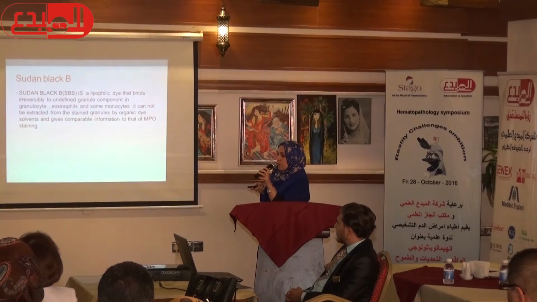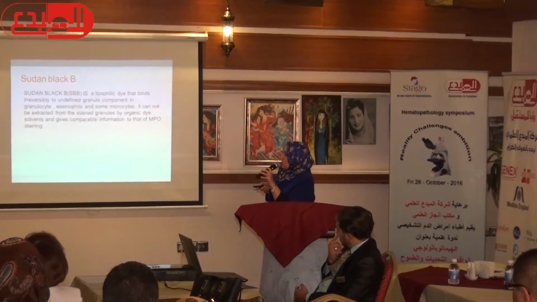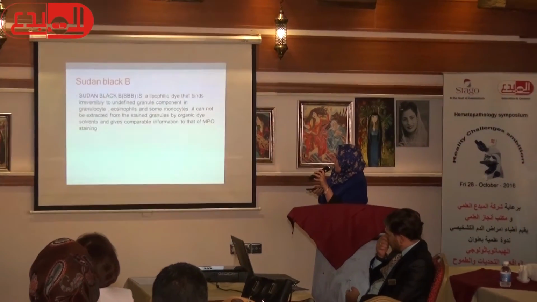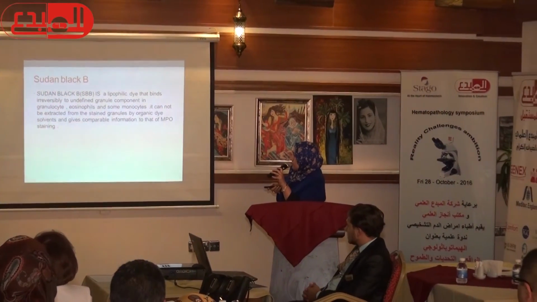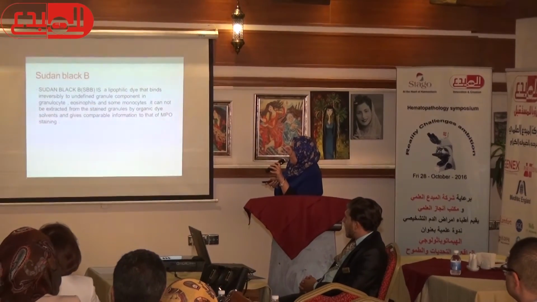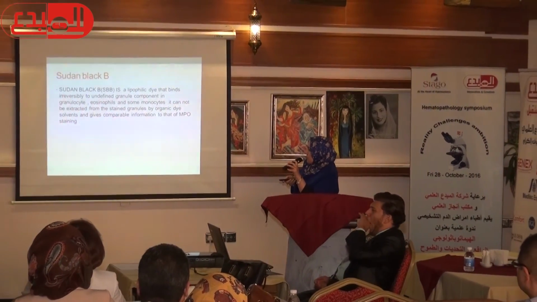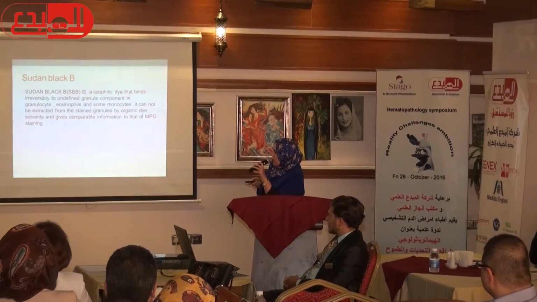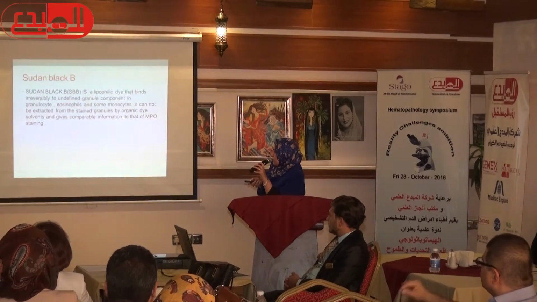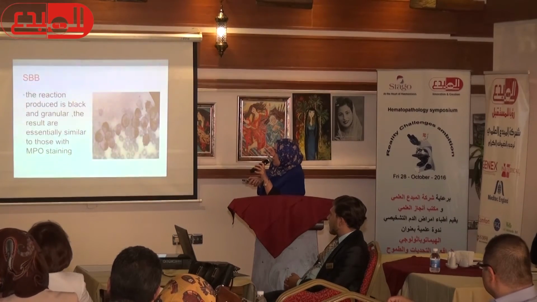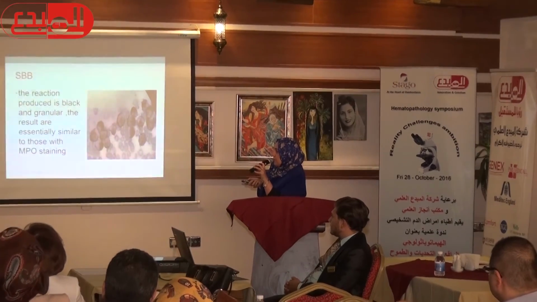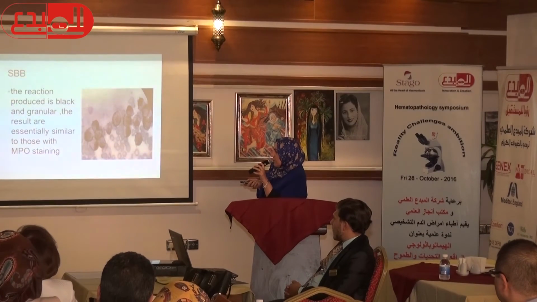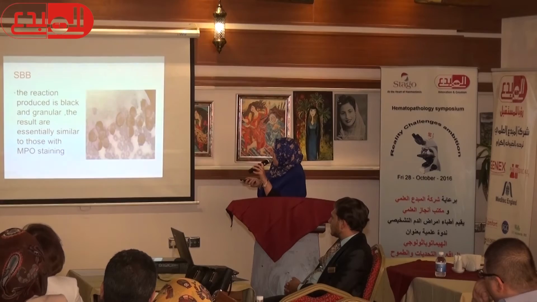The available stain in our work is Sudan Black B. Sudan Black B is a lipophilic dye that binds irreversibly to an undefined granule component in granulocytes, eosinophils, and some monocytes. It cannot be extracted from the stained granules by organic solvents and gives comparable information to that of MPO staining. The reaction produced is black and granular. The results are essentially similar to that of MPO staining. You can see the granular reaction.